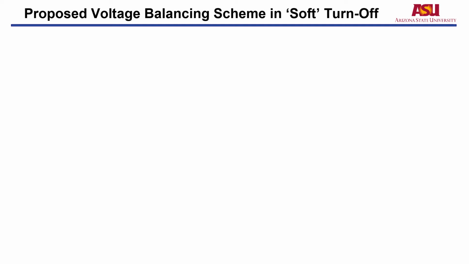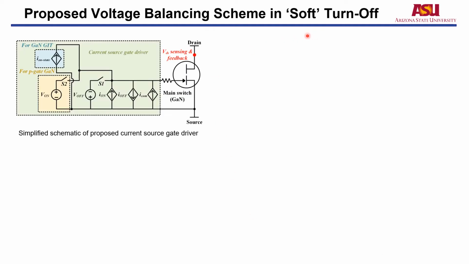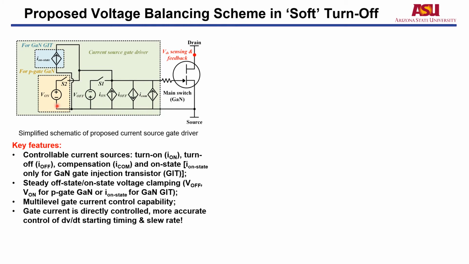Next is the proposed voltage balancing scheme in the soft turn-off scenario. First, let's look at the simplified schematic of the proposed current source gate driver. The key features are summarized here. First, we have controllable current sources: the turn-on gate current, the turn-off gate current source, and the compensation gate current source, whose direction is opposite from the turn-off gate current source. And we also have an on-state current source, which is only used for the GaN gate injection transistor gate.